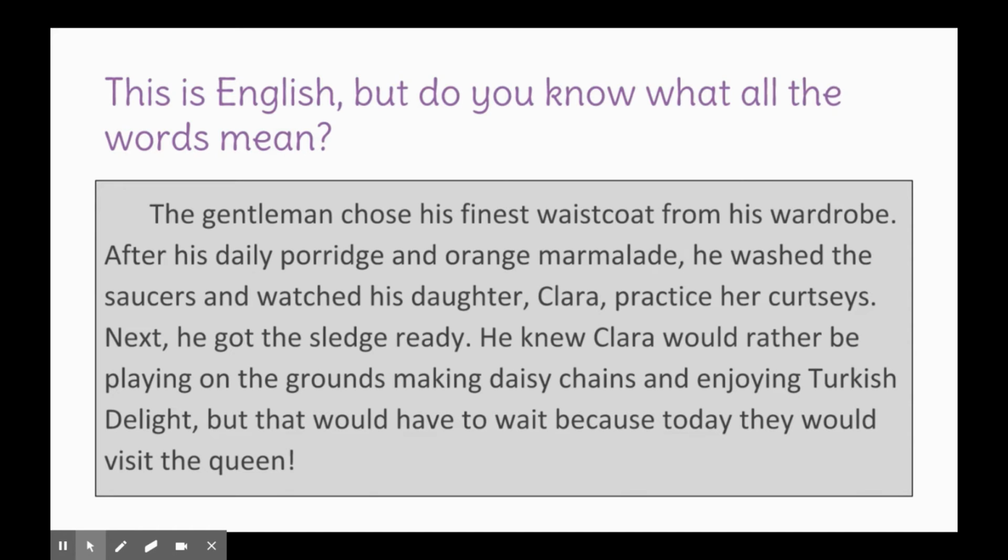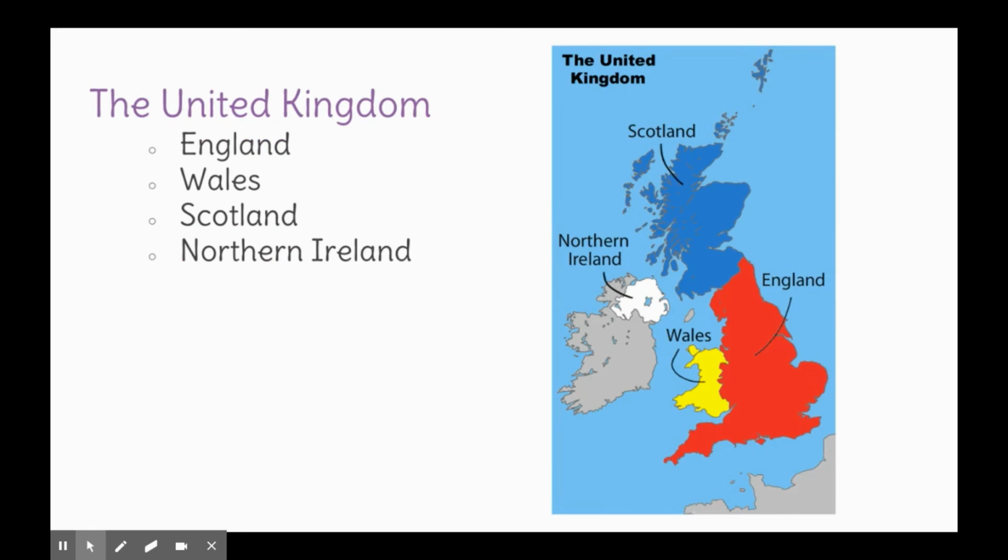Perhaps a few of these words are unfamiliar, since many of them are used only in England. Let's learn the meanings of a few of the words we will encounter in your readings. England is a country located in Europe. England is part of a collection of countries known as the United Kingdom, which also includes Wales, Scotland, and Northern Ireland. The red area on the map is England, and it is the largest. That's where the city of London is, which is the country's capital.